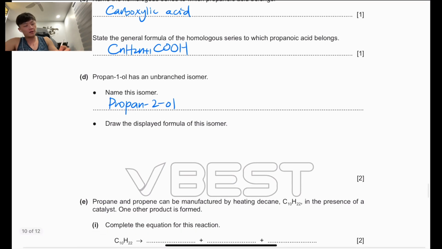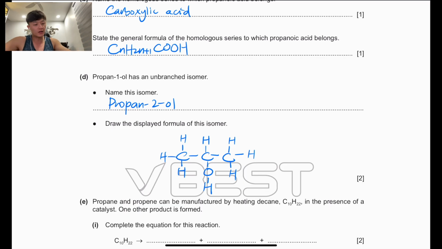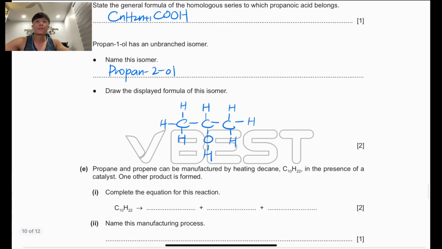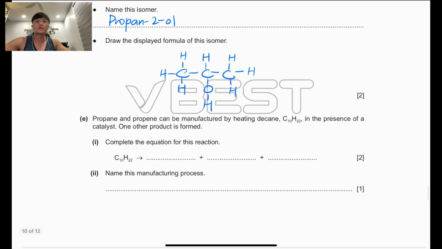See, propane, how many carbon? 3. Okay, so 3 carbon. OH in the middle, and then the rest are hydrogen. So this is how it looks like. Okay, so next one, this is what?